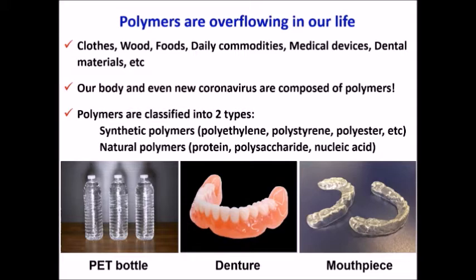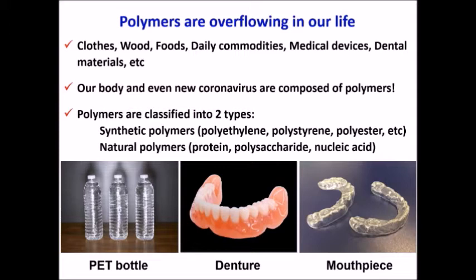Our body is composed of a lot of polymers, such as proteins and polysaccharides, and even the new coronavirus is made of polymers such as RNA and proteins. So polymers are everywhere in our life. By the way, polymers can be classified into two types, depending on how they are made. The first type is called synthetic polymers, such as polyethylene, polystyrene, polyester, and so on. They are artificially made from petroleum by chemical reactions at factories. The other type is called natural polymers, such as proteins, polysaccharides, and nucleic acids, DNA and RNA. They are formed in organisms.